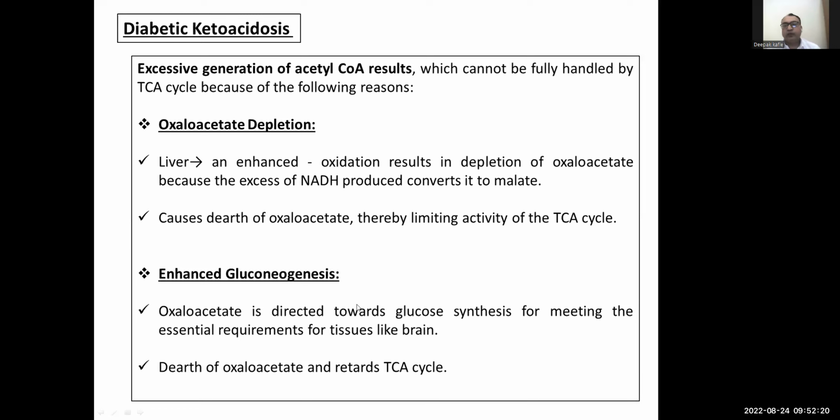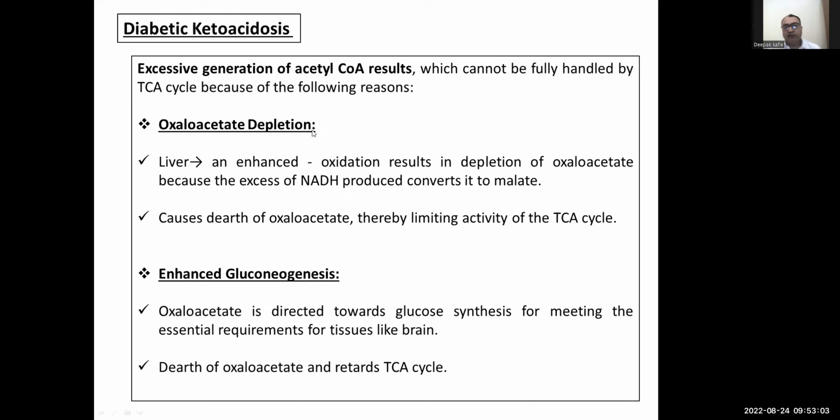Now let us see today's specific objective of today's lecture, and that is diabetic ketoacidosis and its biochemical consequences, and especially what diabetic ketoacidosis is. Diabetic ketoacidosis is a medical emergency, and it is a triad of hyperglycemia followed by ketonemia followed by metabolic acidosis. That's why it is a medical emergency, and the condition in which diabetic ketoacidosis is favored is in case of uncontrolled type 1 diabetes and in case of starvation.